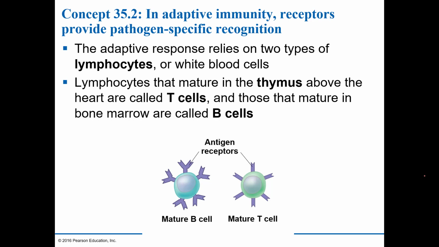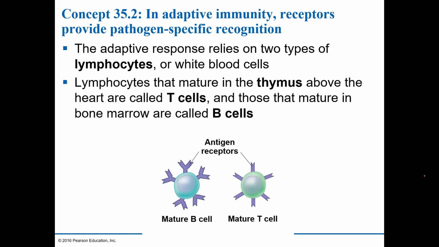So the adaptive response relies on two types of lymphocytes or white blood cells. So we just talked about innate immunity, all these things that our body has that prevents us from getting sick. Well, the adaptive immunity, remember, is something we have to be exposed to something first usually in order to gain this adaptive immunity. It's a little bit slower acting than innate immunity is. And it's also only found in vertebrates.